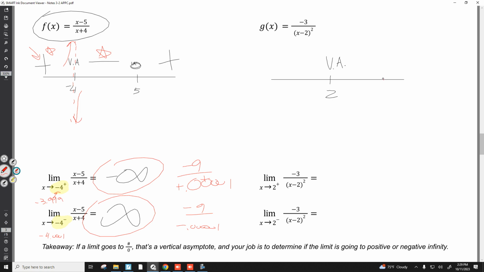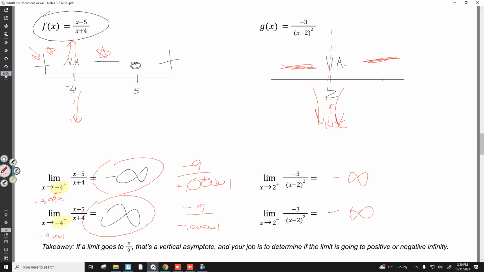Use one test point somewhere. Three. Negative 3 divided by 3 minus 2 squared. Negative. The multiplicity of your factor x minus 2 is 2. No sign change. Since you have a vertical asymptote, you know you're trending towards infinity. You are going to be negative to the left of it. You're going to be negative to the right of it. So in both directions of your vertical asymptote, you're trending towards negative infinity.